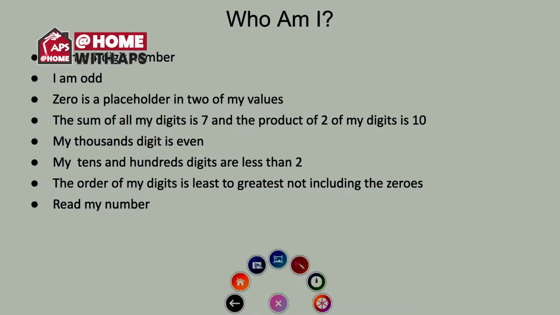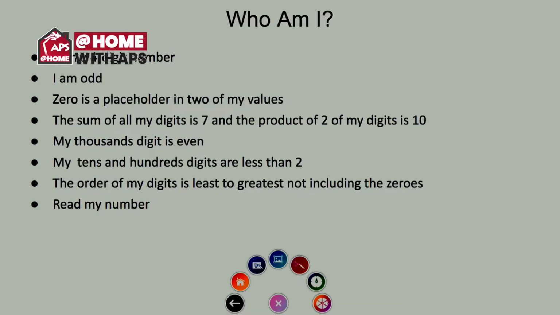All right, who am I? This time we have a 4-digit number, okay? So we're going to be up into the thousands, we know. I am an odd number, okay? So when I say it's an odd number, what's usually the digit that's going to tell me if it's even or odd? It's our ones digit, right? So I know something about that ones digit already.